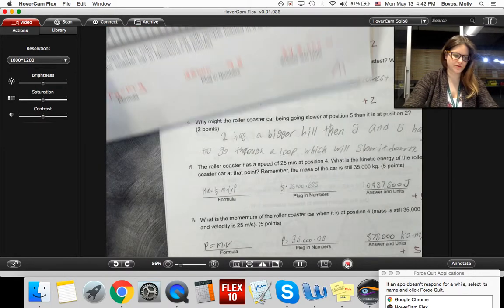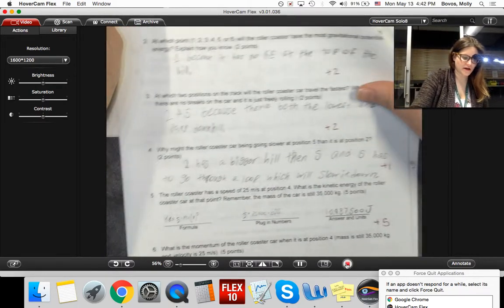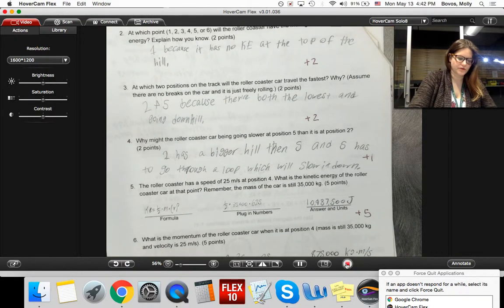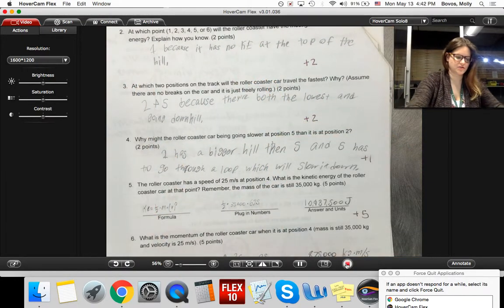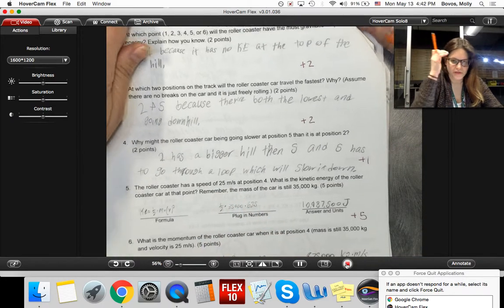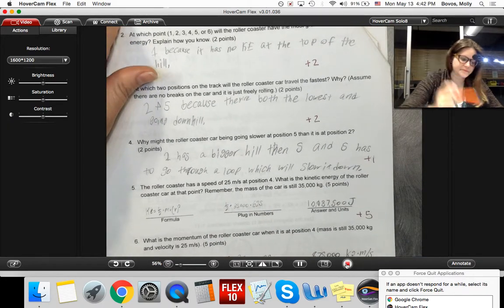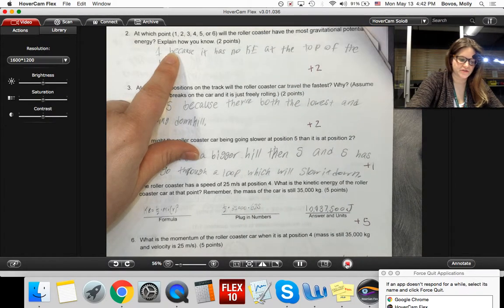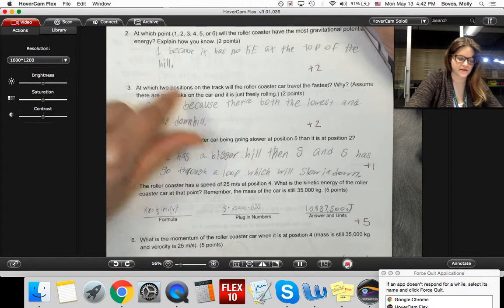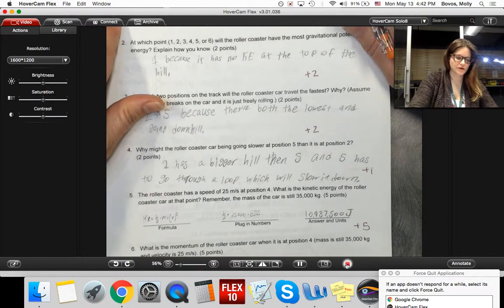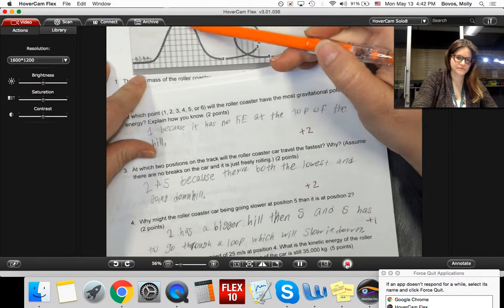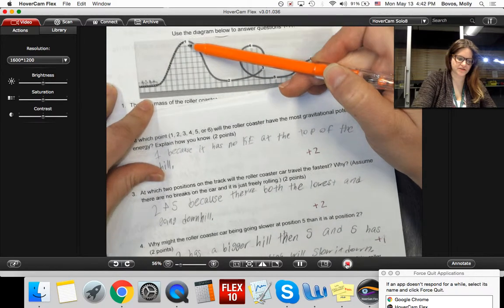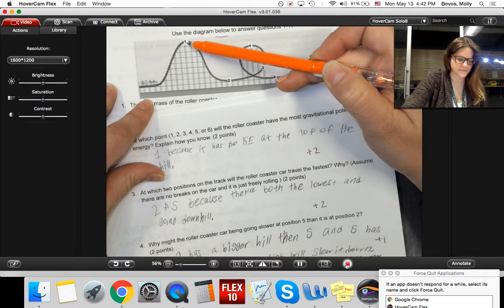So the first question that I have for you up here is, which point along the roller coaster will have the most gravitational potential energy? This one was pretty easy for everybody. Point 1, most gravitational potential energy, because it's the highest. It's at the top of the hill. So up here, most gravitational potential energy, because it's the highest up.